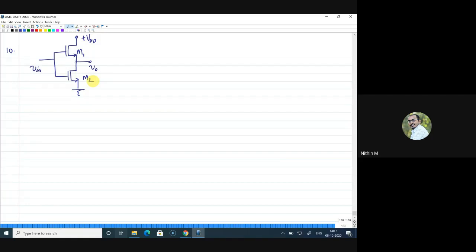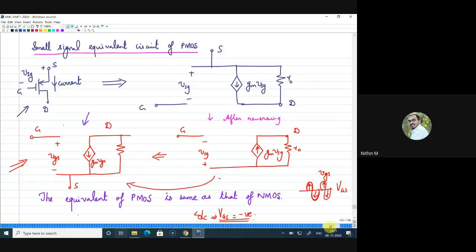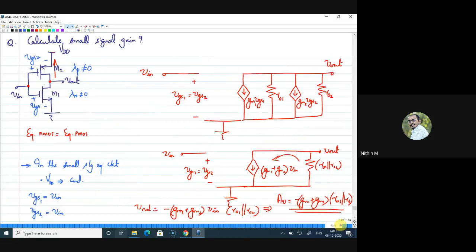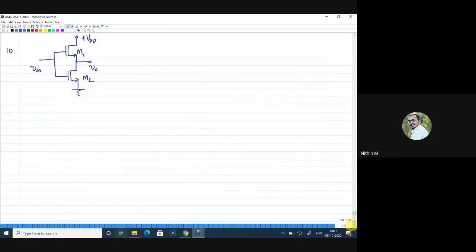Right. So what is asked in the question? Draw the small signal equivalent model assuming all transistors operate in saturation with lambda not equal to 0. If you remember the previous question where you had one PMOS and one NMOS, we drew the equivalent for PMOS and NMOS together and then modified it and obtained the final expression. Similarly, we will try here also.